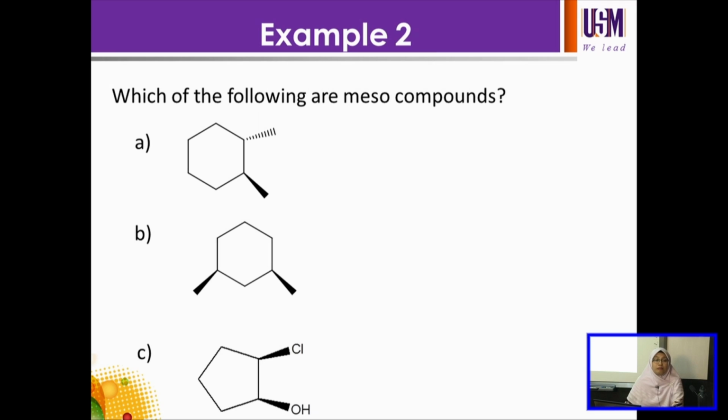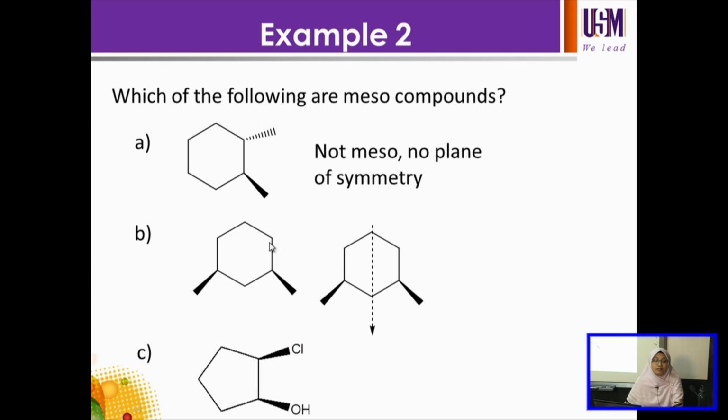Let's look at example number 2. Which of the following are mesocompounds? For A here, it is not a mesocompound because it does not have a plane of symmetry. While for B here, we could draw a plane of symmetry in the middle of the compound. So it is a mesocompound. While for C here, it's not a mesocompound because it does not have a plane of symmetry.